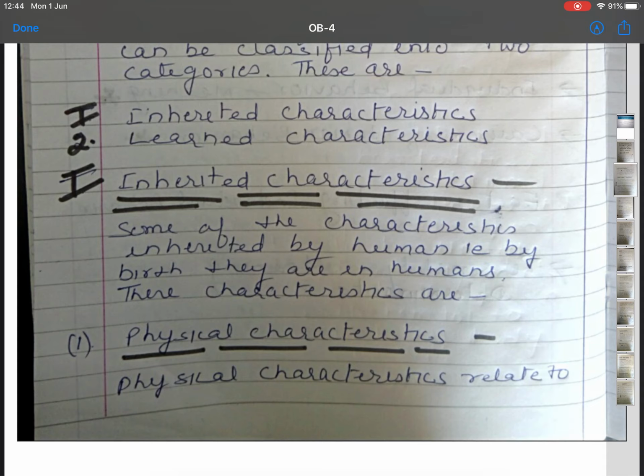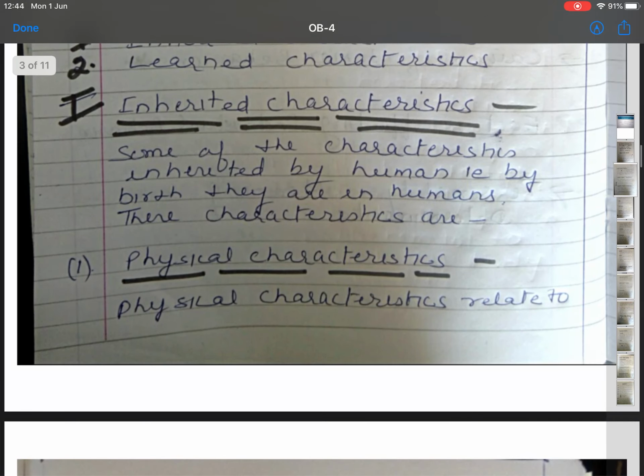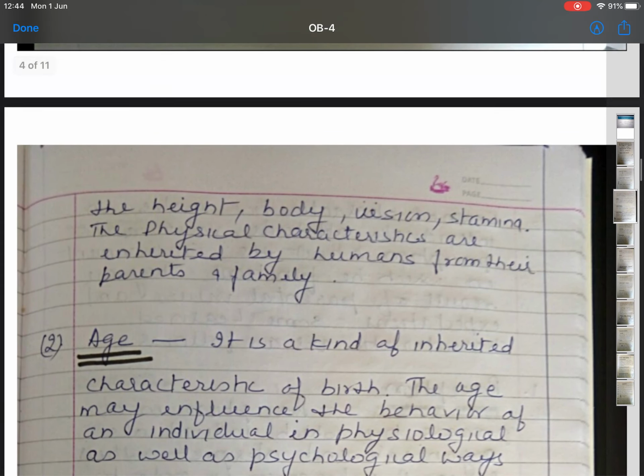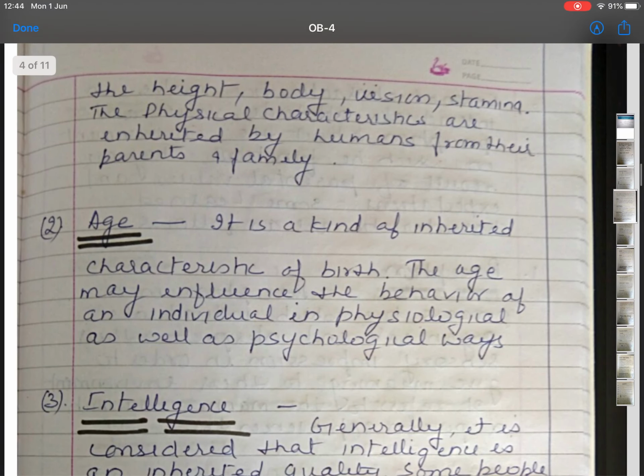These characteristics are, first, physical characteristics. Physical characteristics relate to height, slim body, vision, stamina, etc. The physical characteristics are inherited by humans from their parents and family. The second one is age. It is a kind of inherited characteristic of birth. The age may influence the behavior of an individual in a psychological as well as in a physiological way.